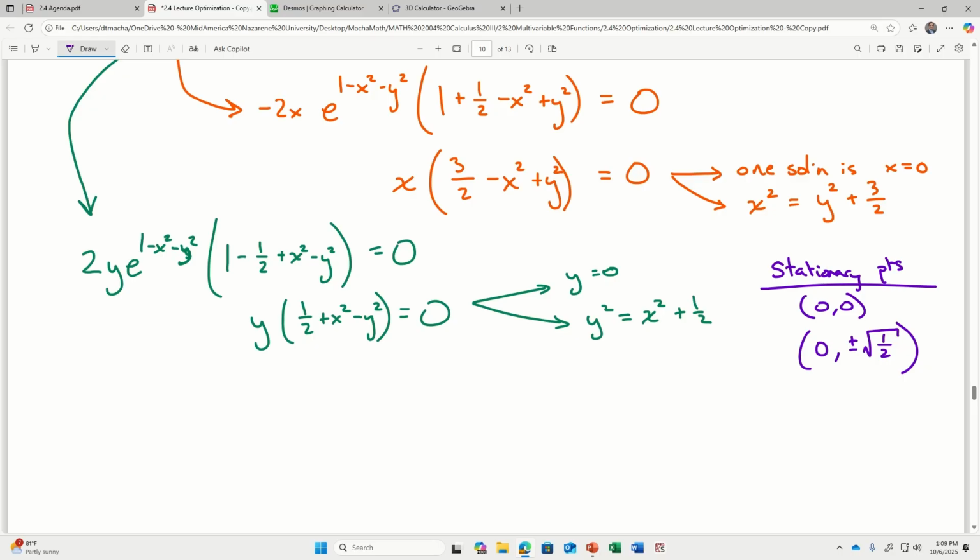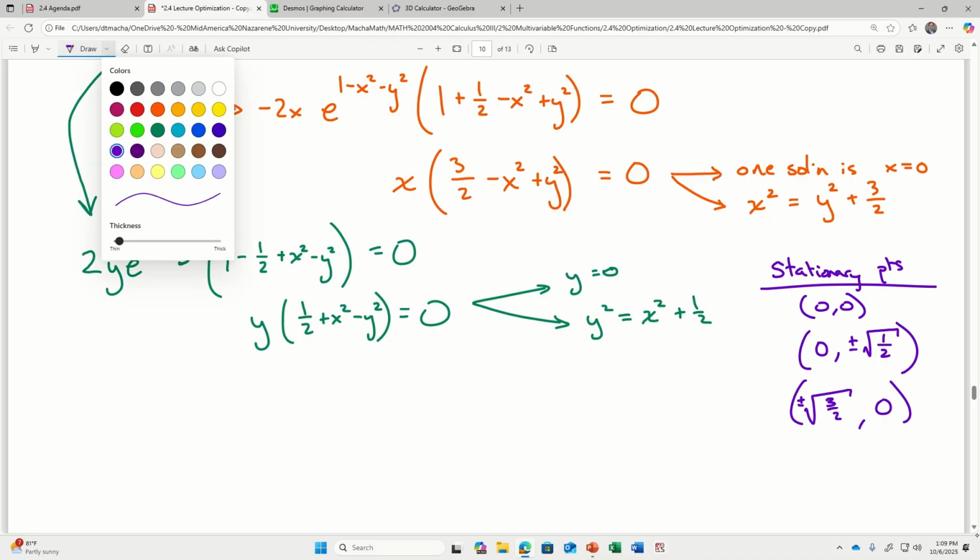Then what if I start with y equals 0 and I set x squared equals 0 squared plus 3/2? Then we start with y equals 0 and x has to be plus or minus the square root of 3/2. And then I can probably even get more stationary points from this.